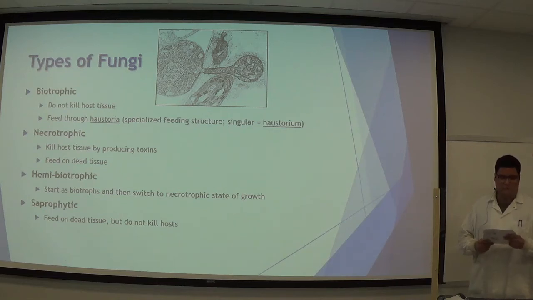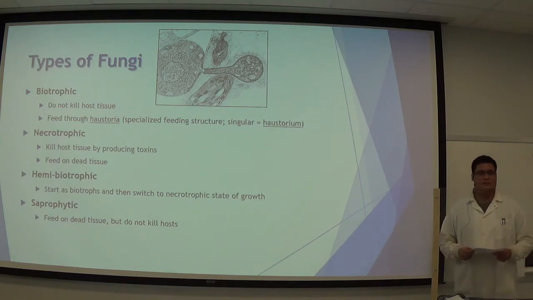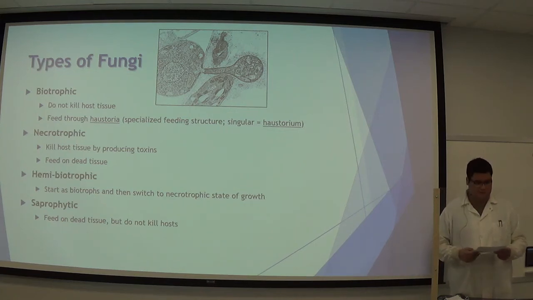There's also necrotrophic fungi, which just produce a bunch of toxins and enzymes that degrade the cell wall of the plant, and just make its contents leak everywhere, and then it just slurps up those contents. It just feeds on the dead tissue of plants.